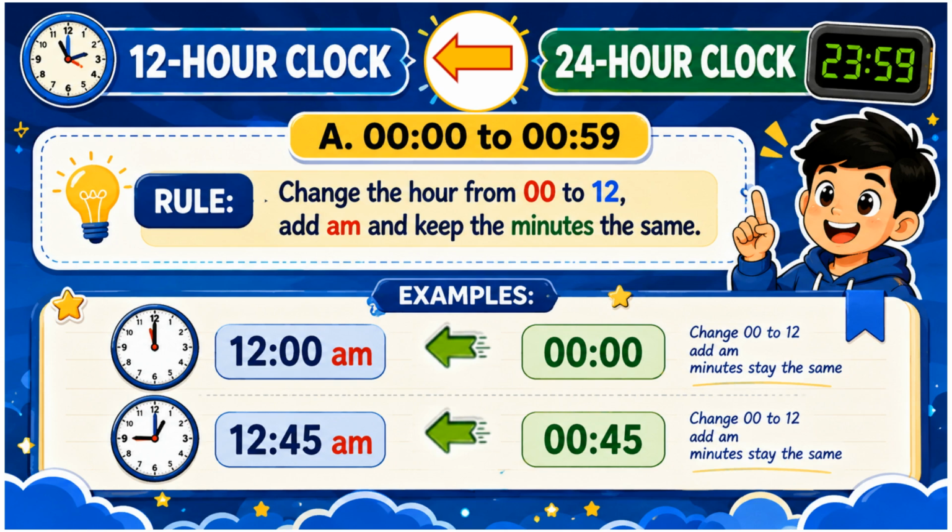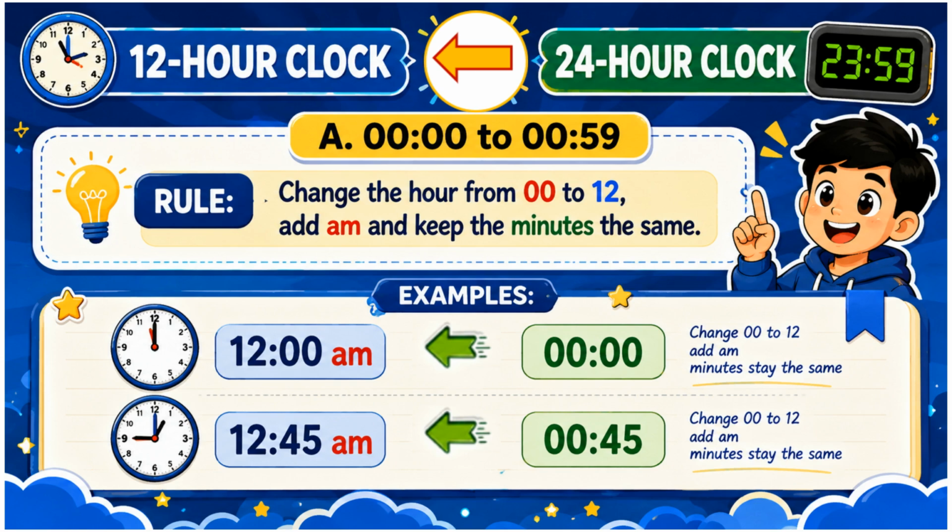Let's learn our first rule in converting 24-hour time to 12-hour time. This rule applies to times from 0000 up to 0059. Here's the rule. Change the hour from 00 to 12, add AM, and keep the minutes the same. Let's look at the examples.